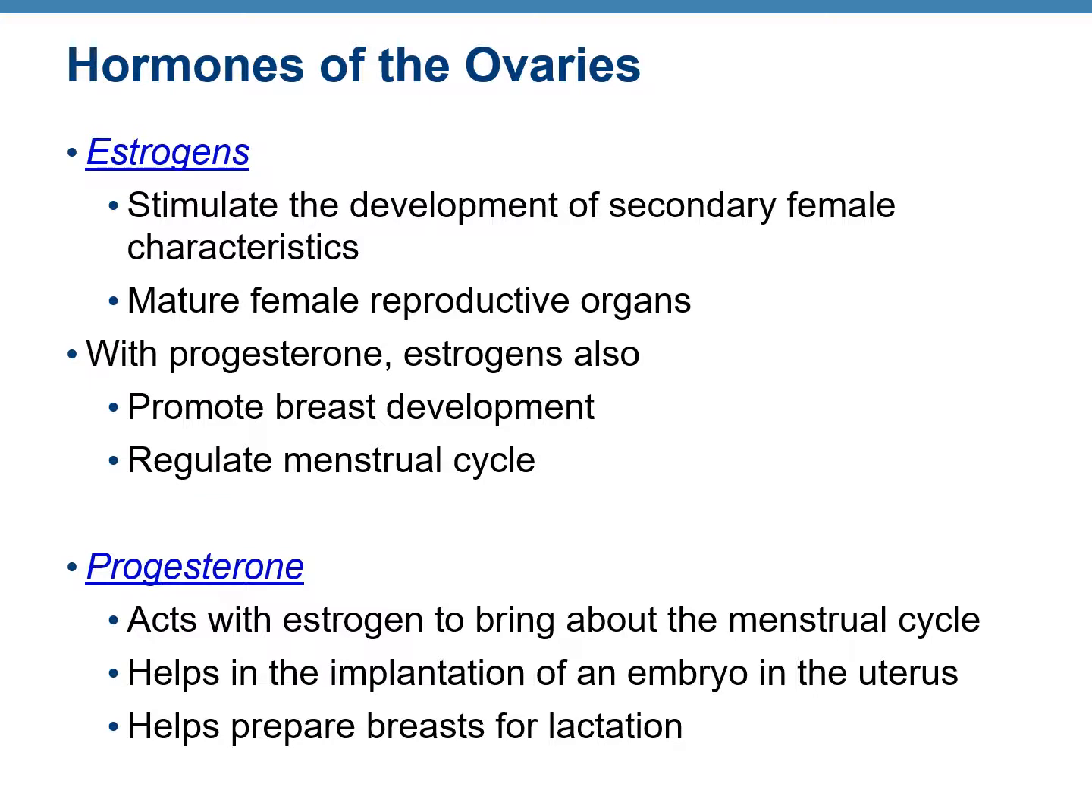There are two main hormones of the ovaries, the estrogens and the progesterone. The estrogens stimulate the development of secondary female characteristics and also help in maturation of female reproductive organs. Along with progesterone, estrogens are responsible for promoting breast development and controlling the menstrual cycle. The progesterone acts with estrogen and helps in the regulation of the menstrual cycle. It also helps in implantation of the embryo in the uterus and prepares breasts for lactation.